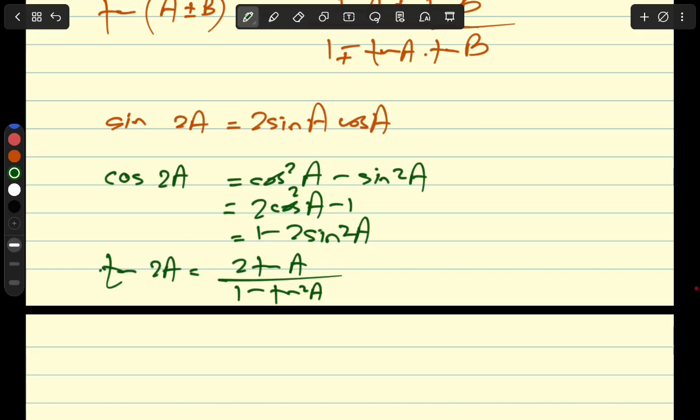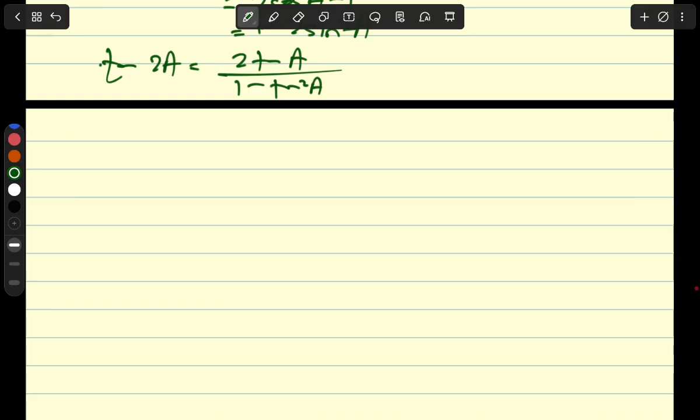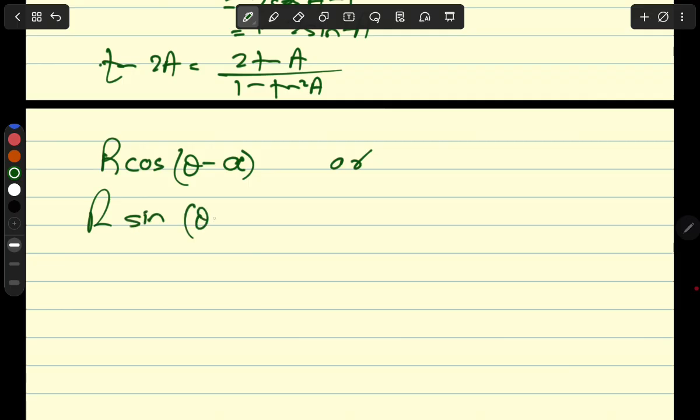Those identities were not the destinations, they were simply the tools. Today, we finally use those tools in our lecture. Now, here's something interesting. Many students think today's topic is simply another formula to memorize, something like r cos(theta minus alpha) or r sin(theta plus alpha). You will realize that r and alpha are constants that we must find the values of.